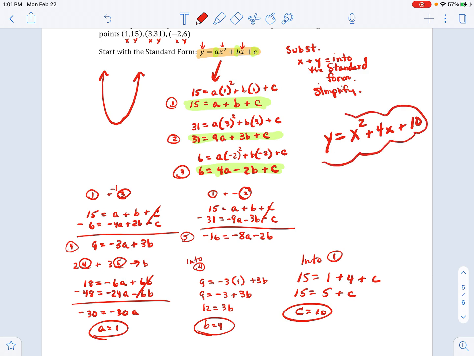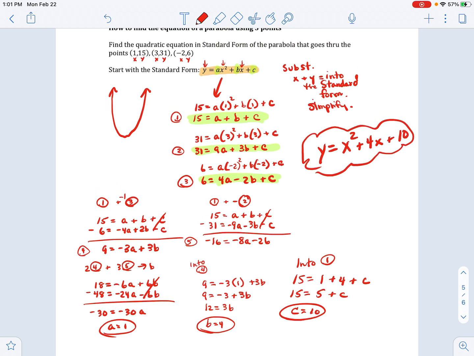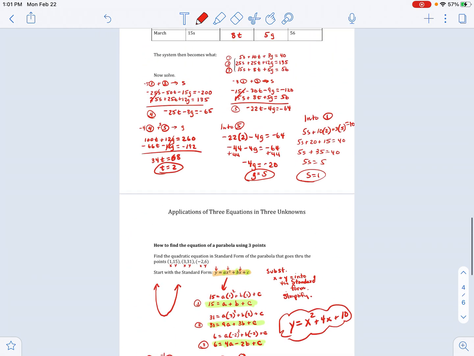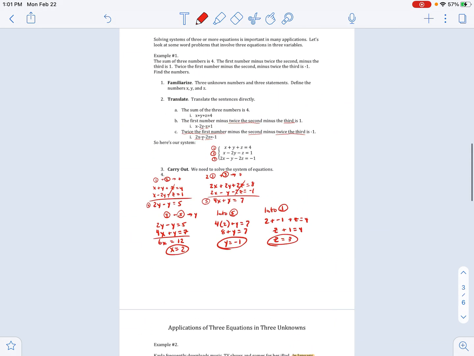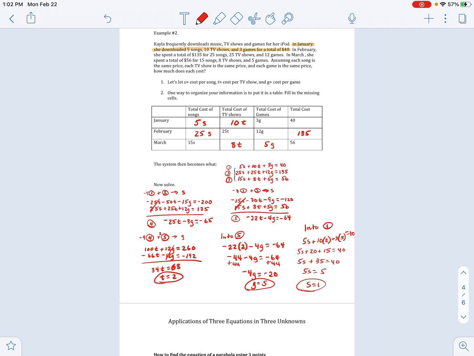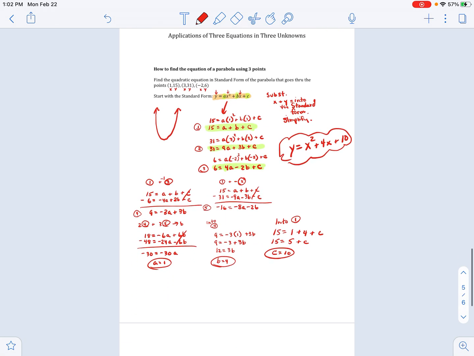So, what we did here was we looked at 3 different application problems. One, we had to translate sentences into equations. One where we had to reach into the context and set up the system with information that's given. And then the last one where we found the equation of the parabola when we knew the coordinates of the 3 points. Now it's your turn to practice.